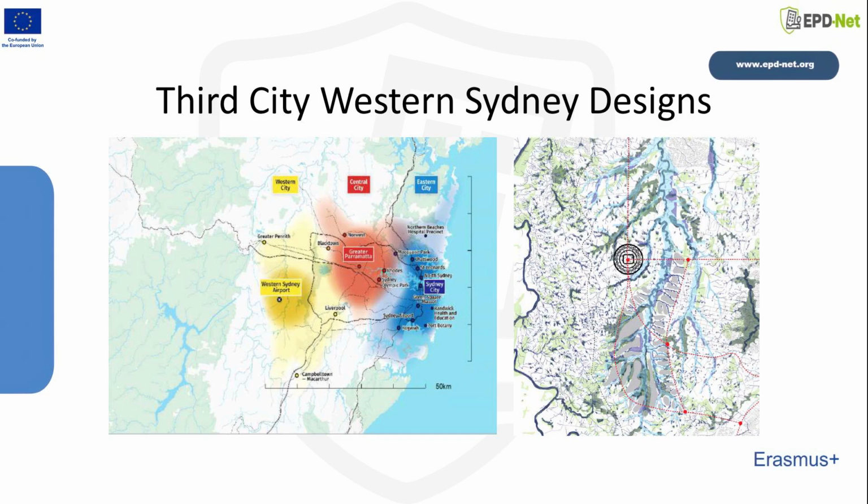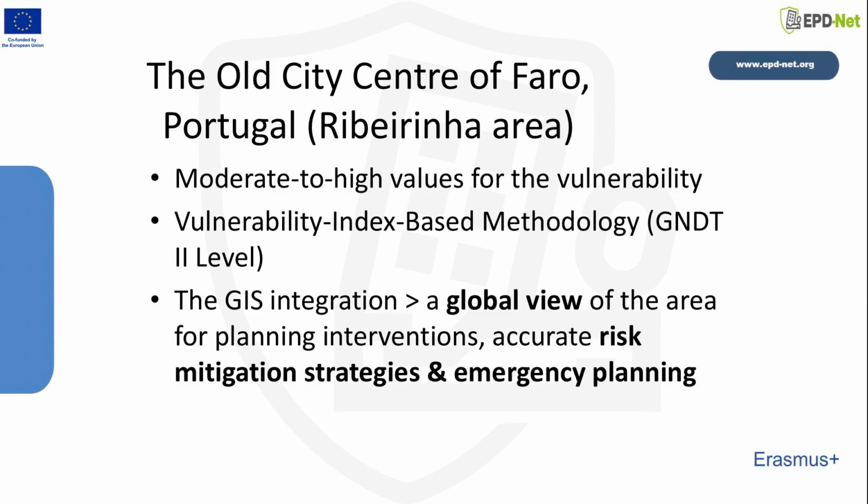The Old City Centre of Faro, Portugal, Ribeirinha area. This area, comprising 354 masonry buildings, was the focus of a large-scale assessment to evaluate the seismic vulnerability of its building stock. The study confirmed moderate to high values for the vulnerability of this specific area.